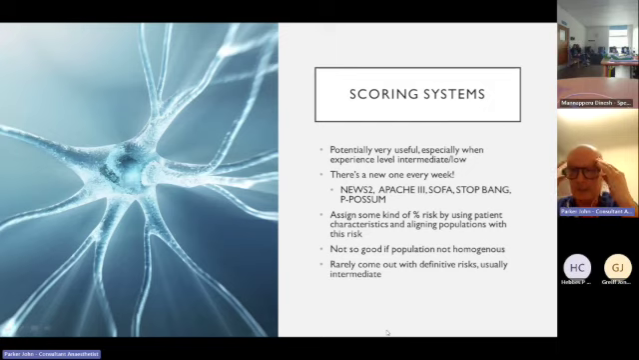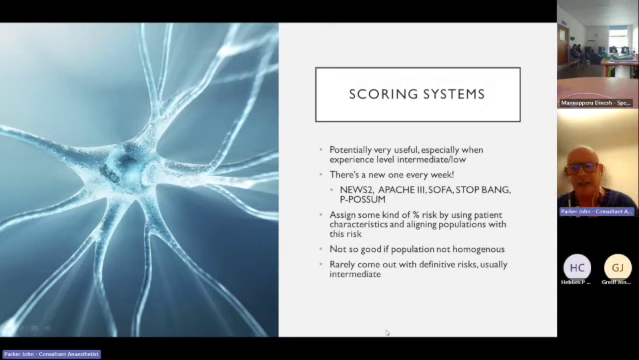Some of them are better than others, and about 30 years ago, when Apache first came out, an intensivist in London thought it'd be a great idea to use Apache 2 as the decision process for whether a patient should come to ITU or not. That ended very badly, and I think the consultant involved ended up having to leave the country. Since then, we haven't done that.